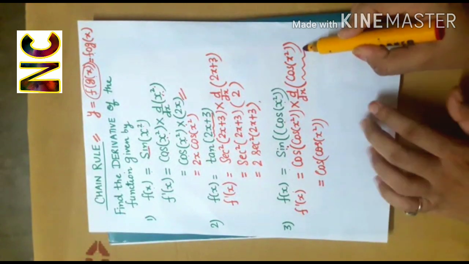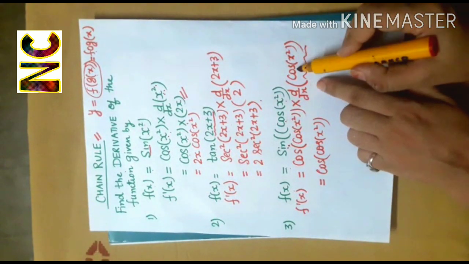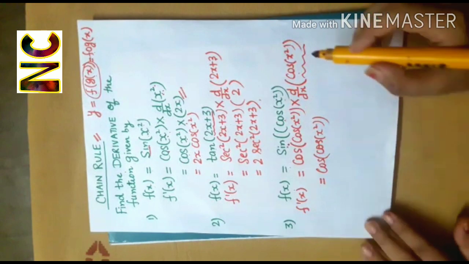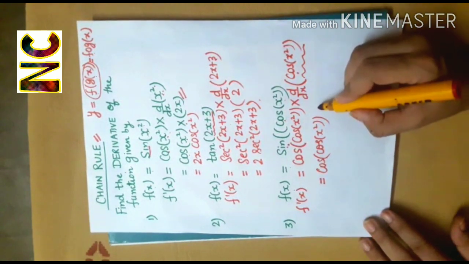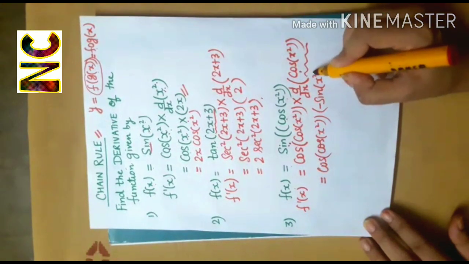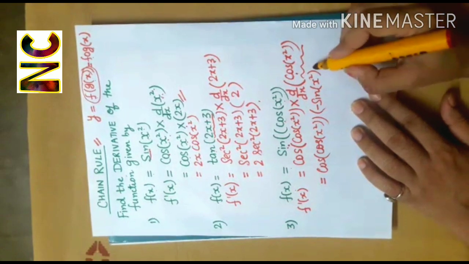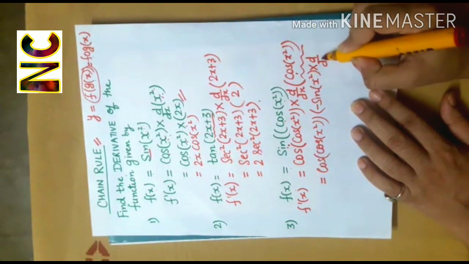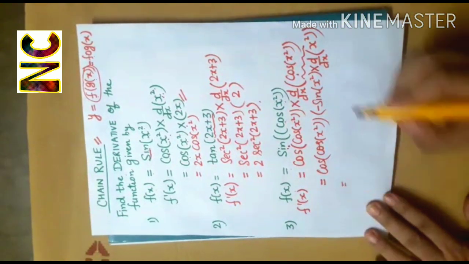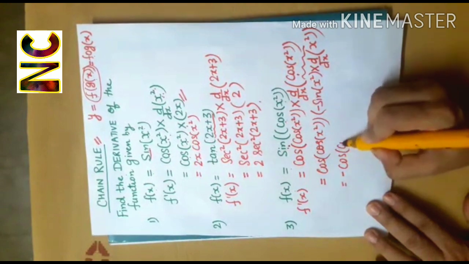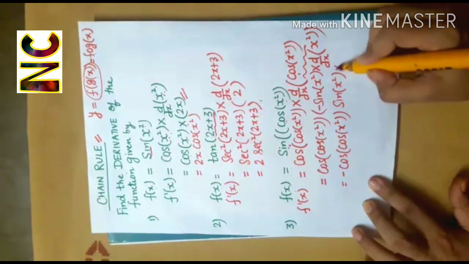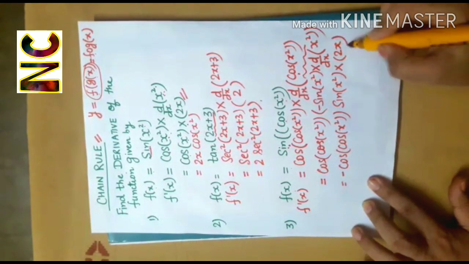Now if you look at this, this is again a composition function. So first compute the derivative of the outer function. The outer function is the cos function. Its derivative is minus sine, without changing the inner function. Right? Into the derivative of the inner function, which is x². So I'll get minus cos(x²) times sin(x²) times the derivative of x², which is 2x.